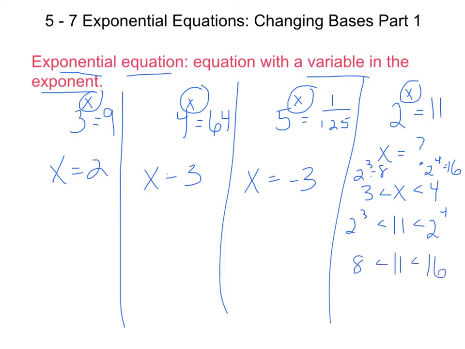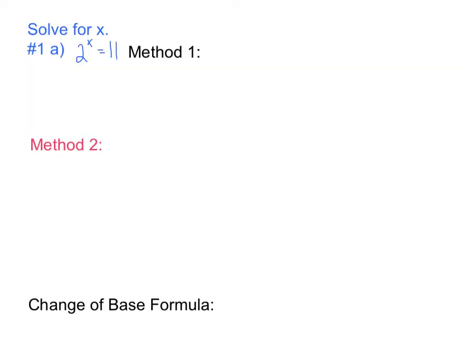So the whole point of that is to say that we know the answer is somewhere between 3 and 4. We just don't know exactly what it is. Well, today, I'm going to show you a couple ways to figure out exactly what it is. And here it is. If you have 2 to the x power equal to 11, and you want to solve for x, what you do is take the logarithm of both sides. Take the logarithm of the left side and the logarithm of the right side. Write that down. We took the log of both sides.